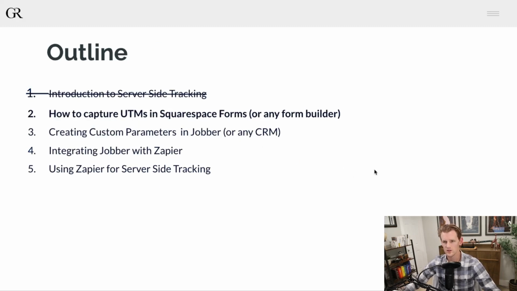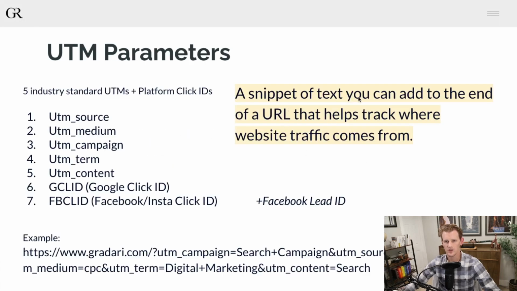So first of all, a quick introduction. What are UTM parameters? UTM parameters are a snippet of text that you can add to the end of a URL that helps track where website traffic comes from. Okay, this is important because we need to capture Google Click IDs and Facebook Click IDs to get this server-side tracking to work. Whenever anybody clicks from a Google ad or a Facebook ad, they will get a Google Click ID or a Facebook Click ID appended to the end of their UTM parameters.